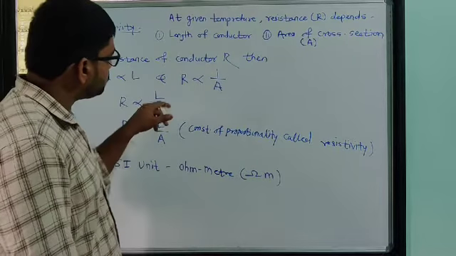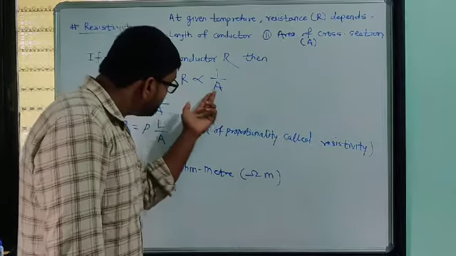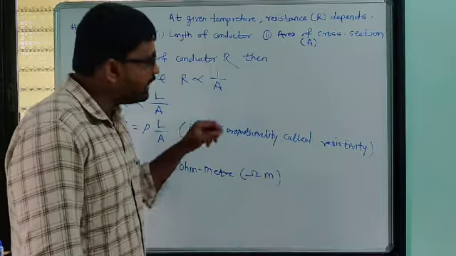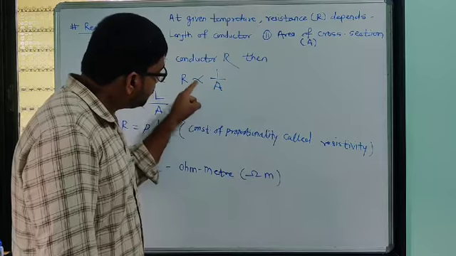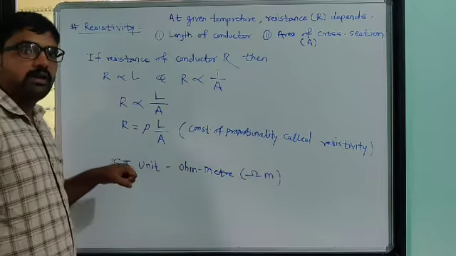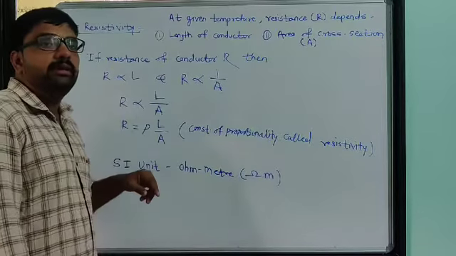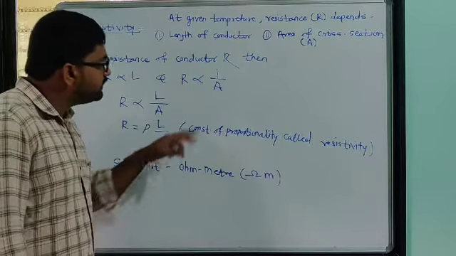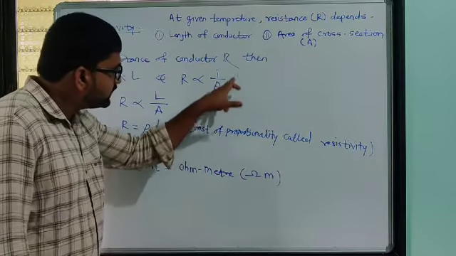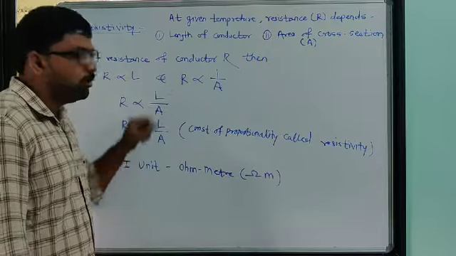Then next, resistance is inversely proportional, 1 by, to the area of cross section. That means if one term increases, the other term will decrease. If the area of cross section is high, then resistance will be low.